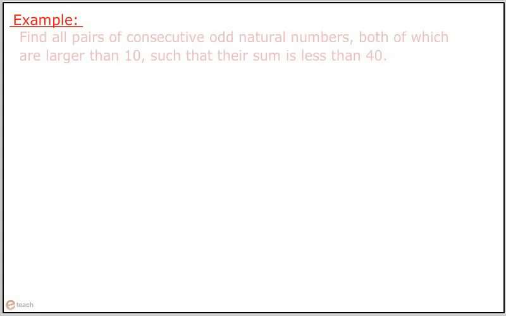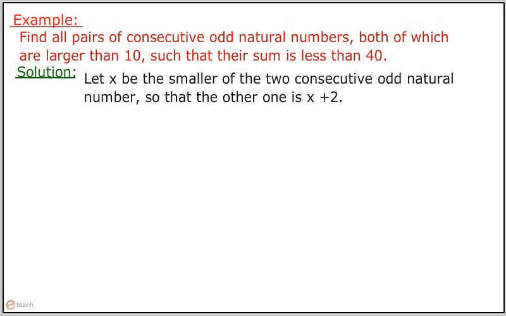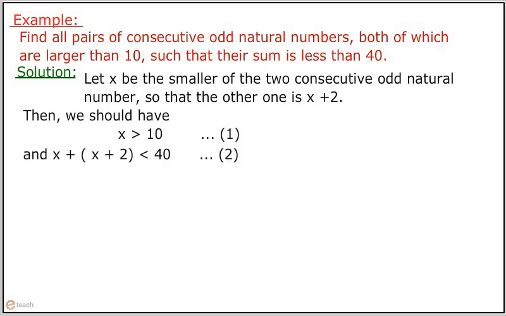Let us take another example. Find all pairs of consecutive odd natural numbers, both of which are larger than 10, such that their sum is less than 40. Let us see the solution. Let x be the smaller of the two consecutive odd natural numbers so that the other one is x plus 2. Then we should have x greater than 10 and x plus 2 less than 40. Let's call these inequations number 1 and 2.